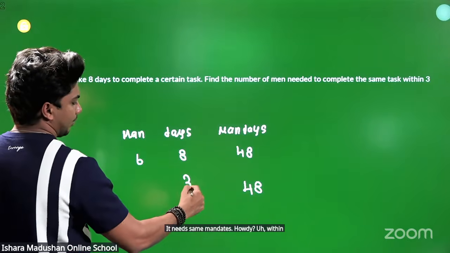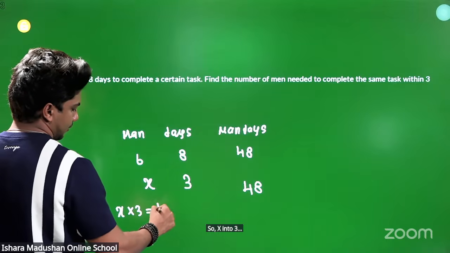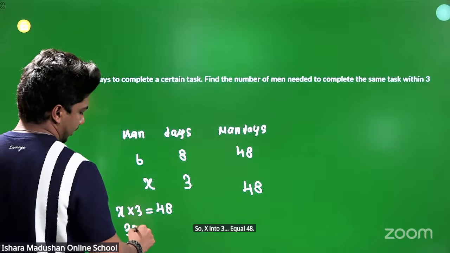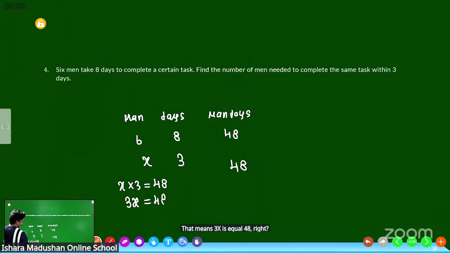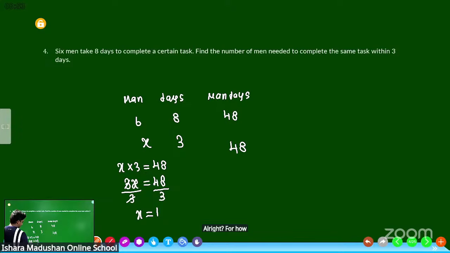Within 3 days, how many men? So x into 3 equal 48. That means 3x is equal 48, right? I want to make x as the subject. So I divide this side by 3. Then you have to divide this side of the equation by 3. Alright. For 4, how many 3s? 1. 1 remaining. 18, how many 3s? 6. So you need 16 men, right? In order to complete this work within 3 days.